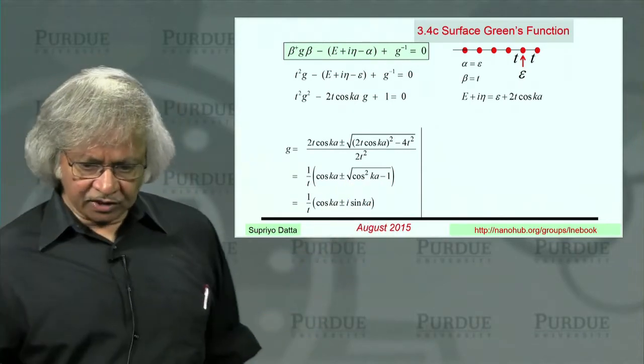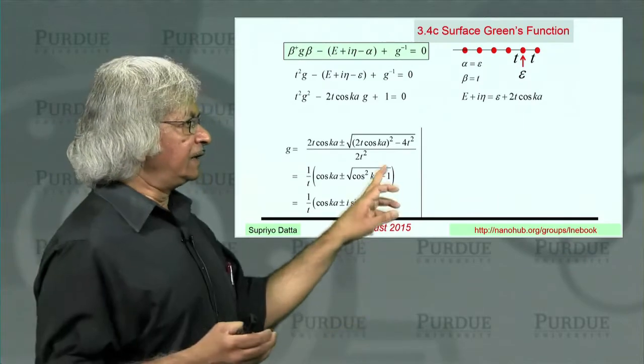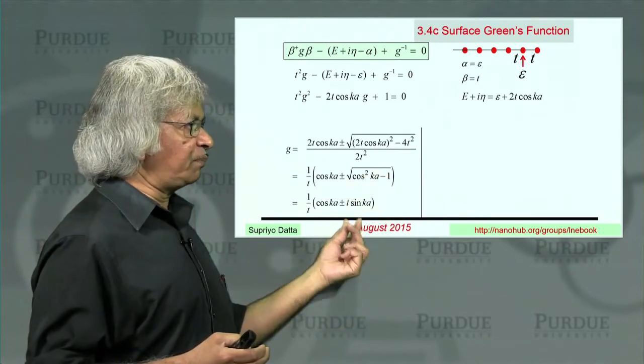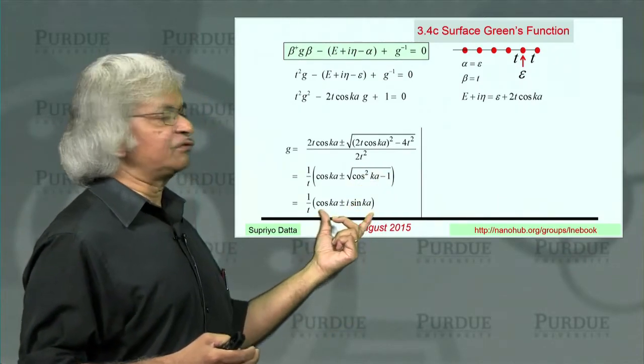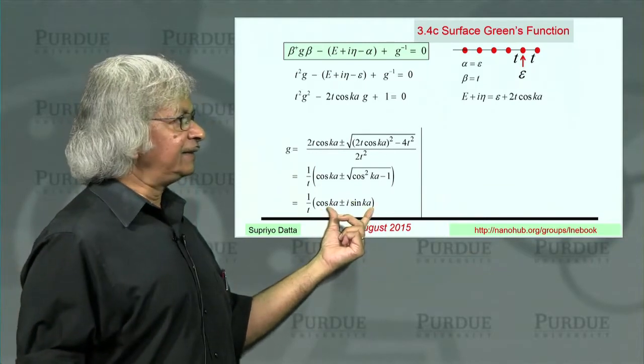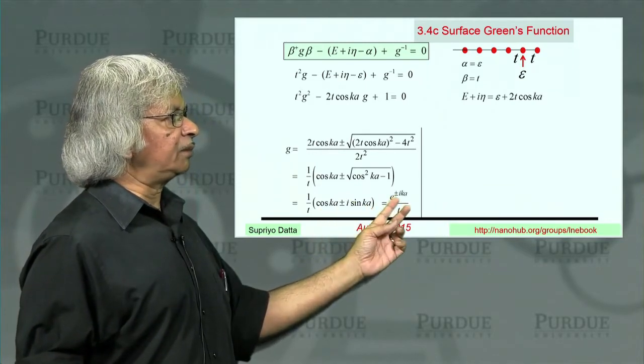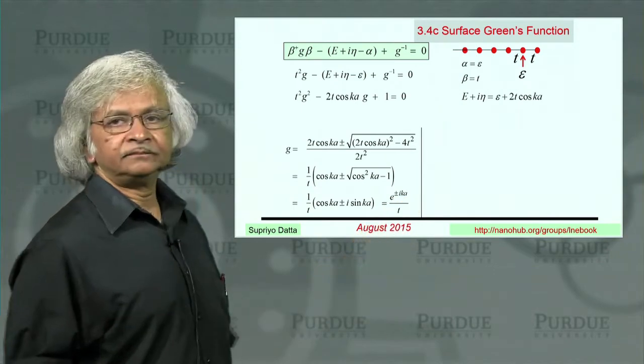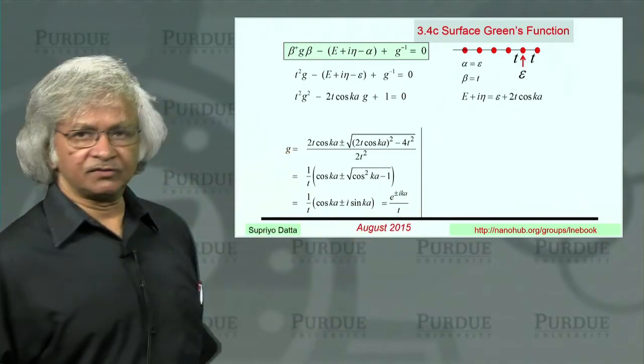Because 1 minus cosine squared is sine square. And this is cosine square minus 1. So you pick out a I. And this, if you remember your trig identity, that's what you can write as e to the power plus minus IKA. So this would then be the surface Green's function.